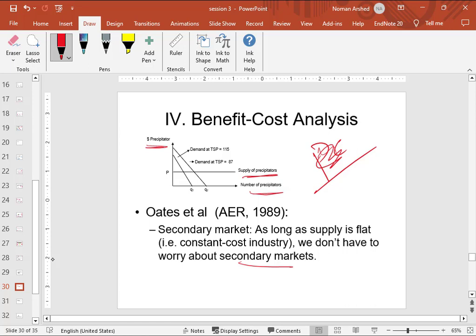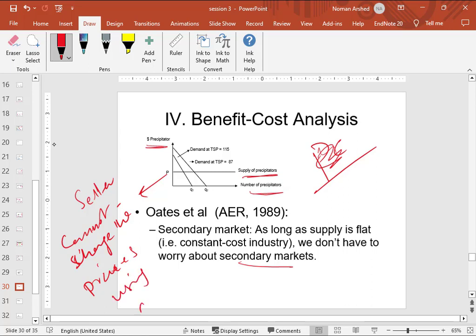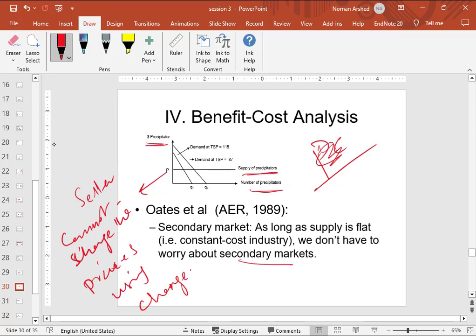In this horizontal line, we note that if the line is horizontal, it means the seller cannot change the prices using changes in quantity. So this is what Oates et al. is talking about: a product in which the government is intervening in the environmental good.